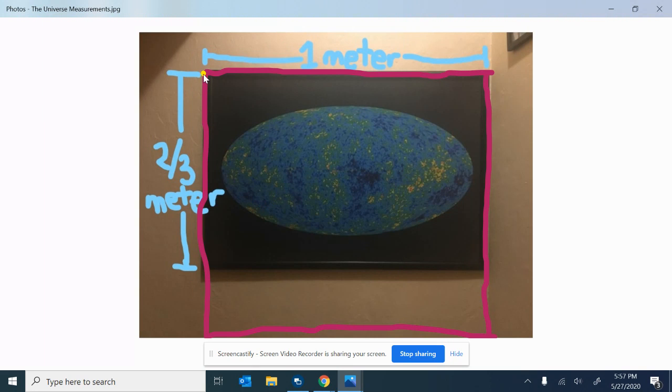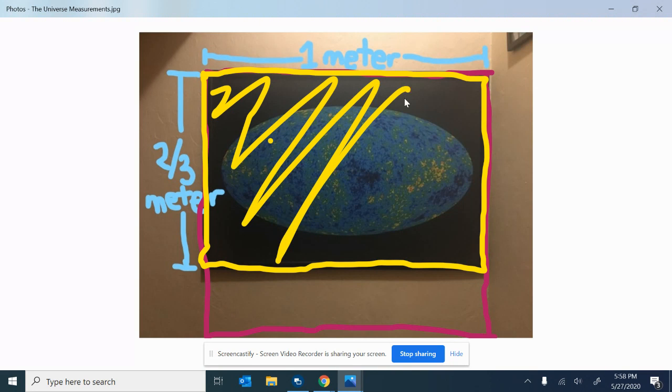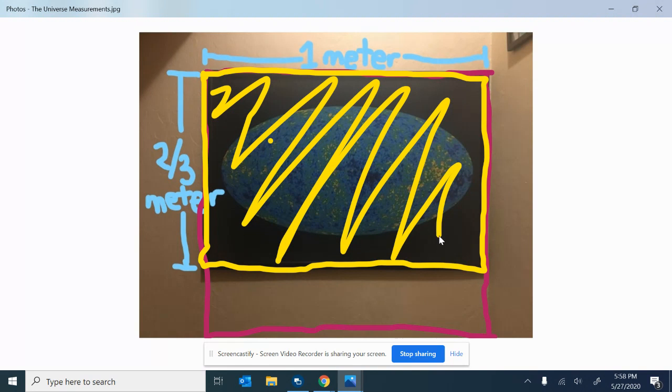So we're going to take a different color and draw other lines. 2/3 of 1 meter is going to give us the area of this picture, which is going to be 2/3 of a meter squared.